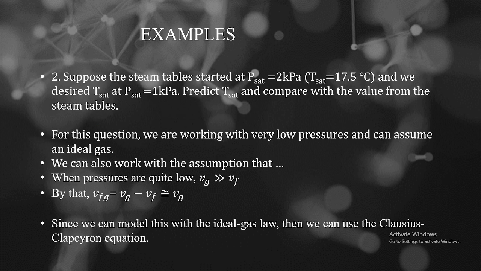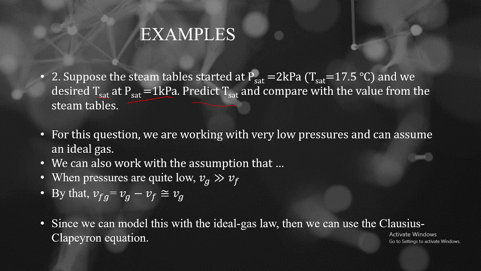So another example we have here, we are supposing that the steam table started at saturation pressure of 2 kilopascal, right? That's with a saturation temperature of 17.5 degrees Celsius. And now we want to find the saturation temperature when a saturation pressure is rather 1 kilopascal. So we are trying to predict the saturation temperature. Right, so we assume that our steam table started from 2 kilopascal, but I want to find the saturation pressure at 1 kilopascal.